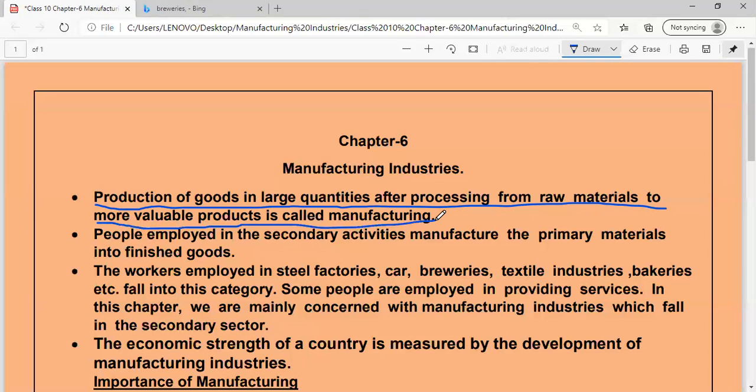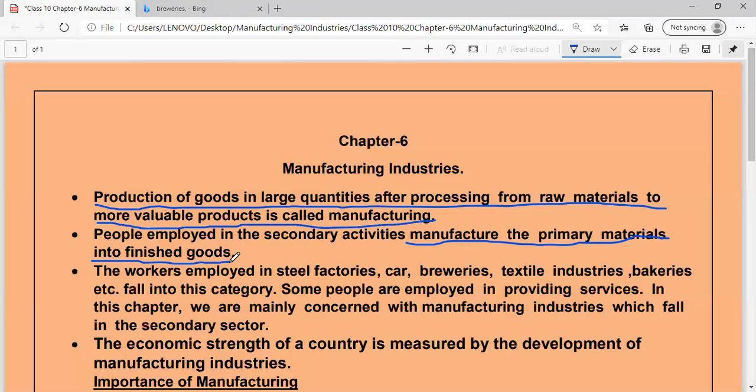So people who are doing job in the secondary activities manufacture the primary materials into finished goods. As I told you before, they are transforming primary materials into the finished product. I told you sugarcane is converted into sugar and other value added goods like jaggery, sugar, then other products. Okay, so that is what we call manufacturing.